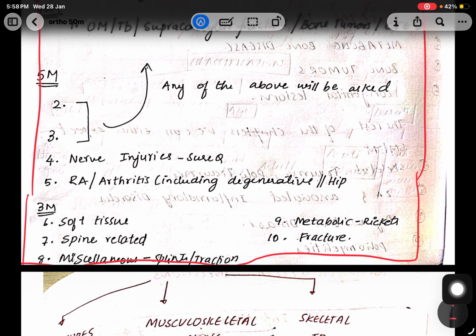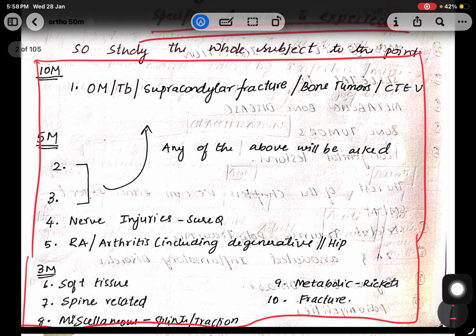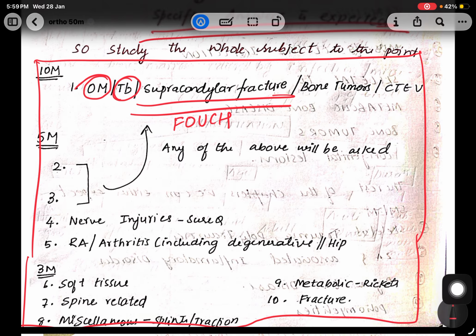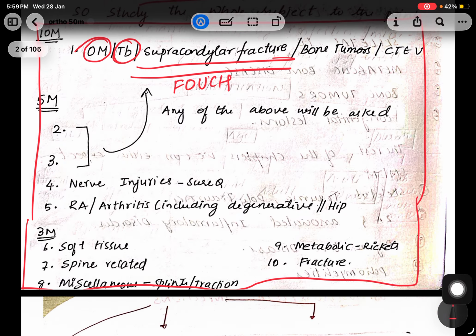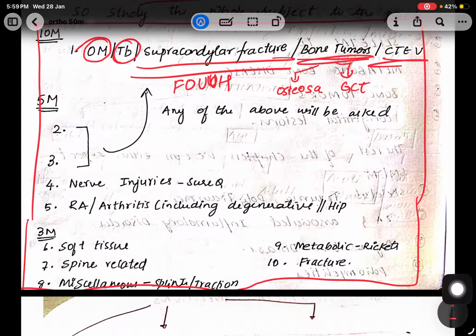Ortho is an easy topic provided you know what to learn, because you might not even get one day of time, maybe half a day, so you should know what to learn. For 10 markers you have to study osteomyelitis, Pott's spine for TB, and supracondylar fracture. Make sure you study the fracture of the humerus that falls under Volkmann's ischemic injury. Then go with bone tumors, but not all bone tumors: only osteosarcoma, GCT and CTEV. These are the predictable questions.